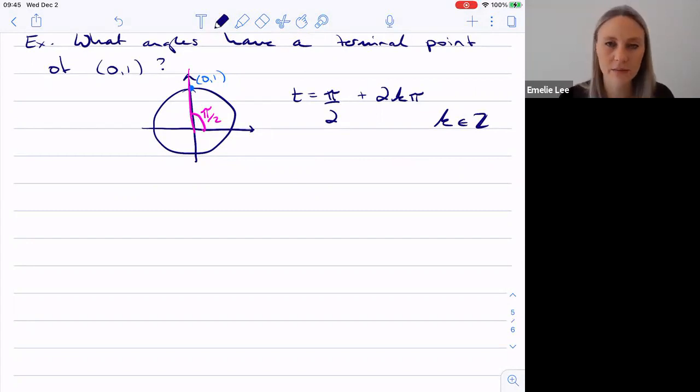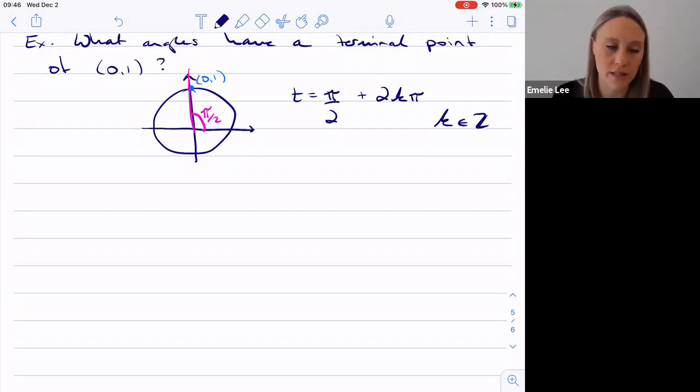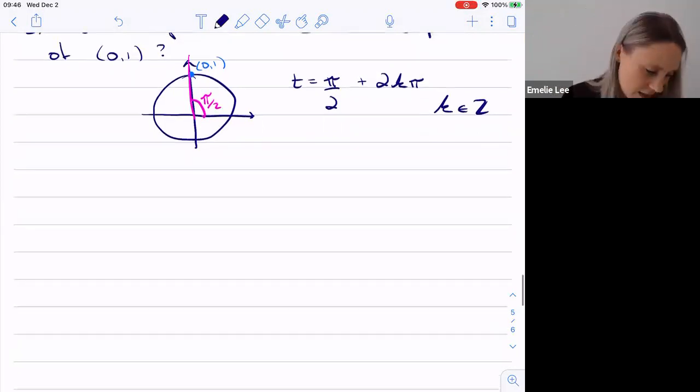An interesting property, like I said earlier, but now we're going to establish it, is that the terminal point has an x and a y value, right? And for that terminal point, the x value is actually the cosine of the angle that you moved, and the y value is actually the sine of the angle you moved.